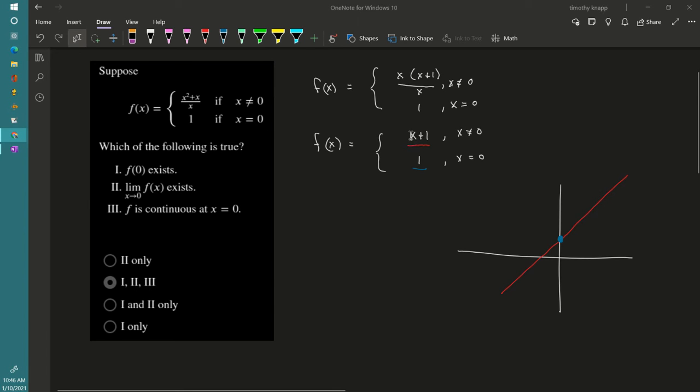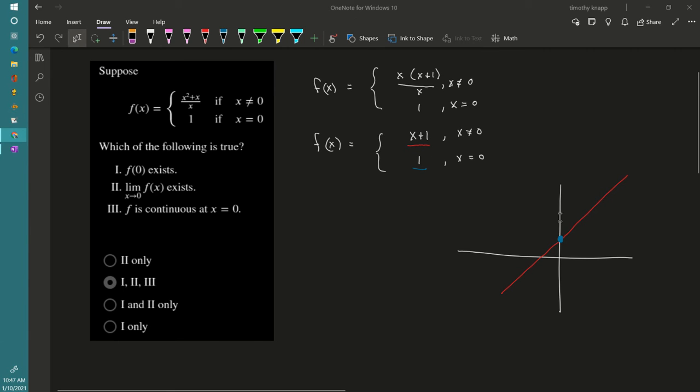So here, this red function is just this x plus 1 line, okay? And then at 0, they define it as a 1. So the blue dot fills in the hole that was created by factoring out and canceling this x here. So as a result, you end up with a nice smooth function, okay? And there's no holes in the thing at this point because they filled it in for you here. And not only that, they filled it in with the correct value.